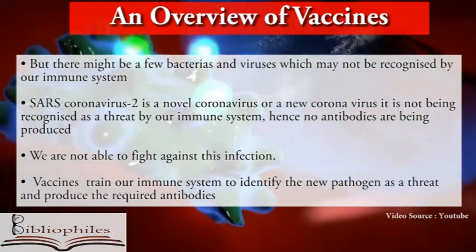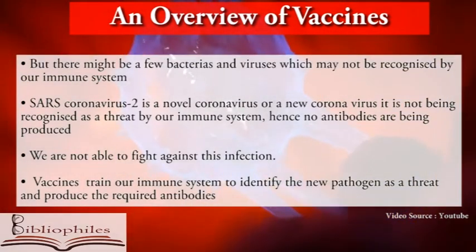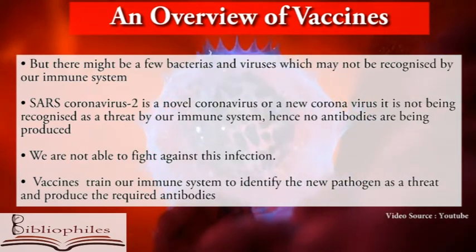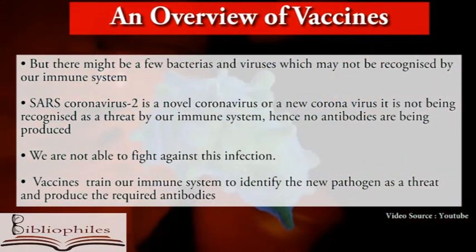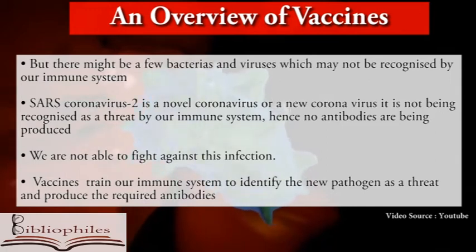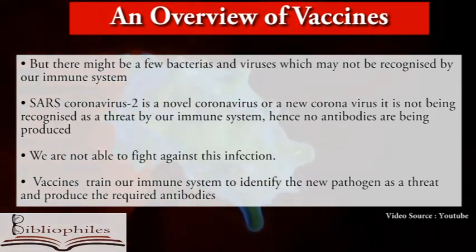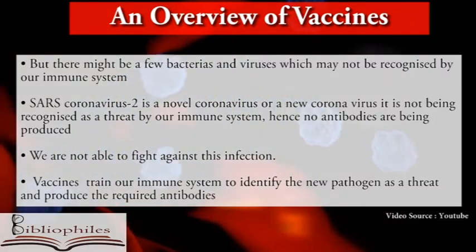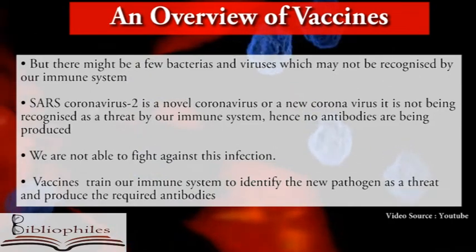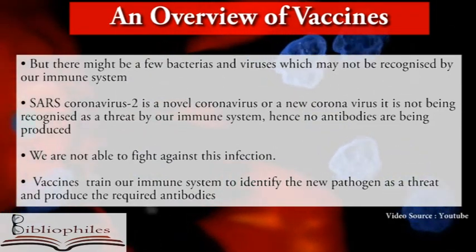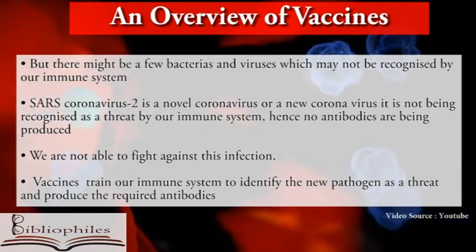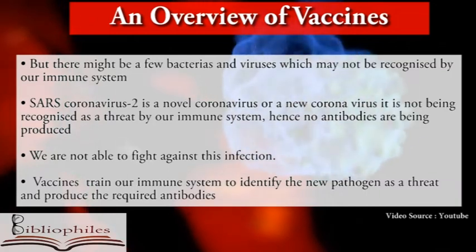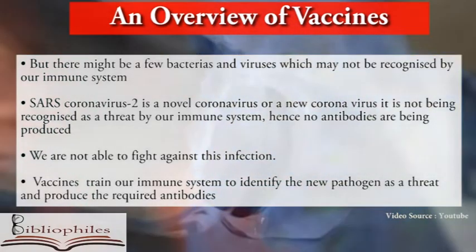The best example for this would be the SARS coronavirus 2. Since it is a novel coronavirus or a new coronavirus, it is not being recognized as a threat by our immune system. And hence, the immune system is not getting triggered, no antibodies are being produced, and hence we are not able to fight against this infection. So this is where a vaccine comes in. It trains our immune system to identify the new pathogens as a threat and produce the required antibodies. So essentially, the vaccine is providing us with active acquired immunity.